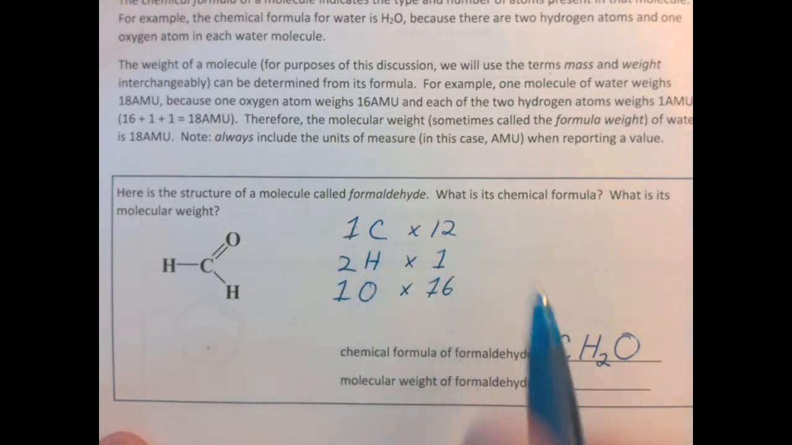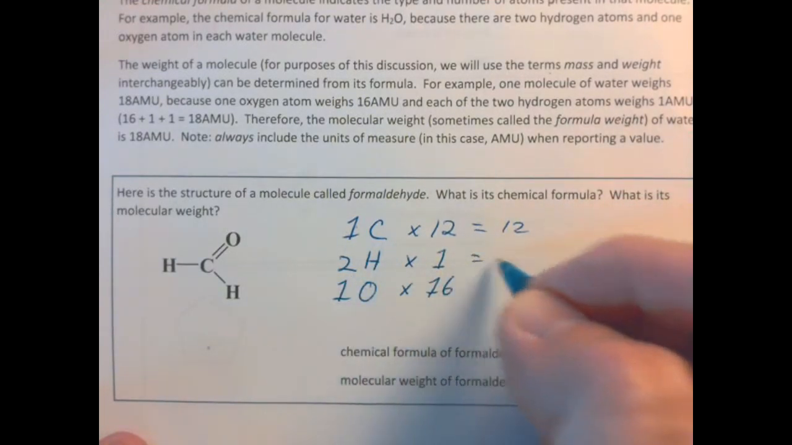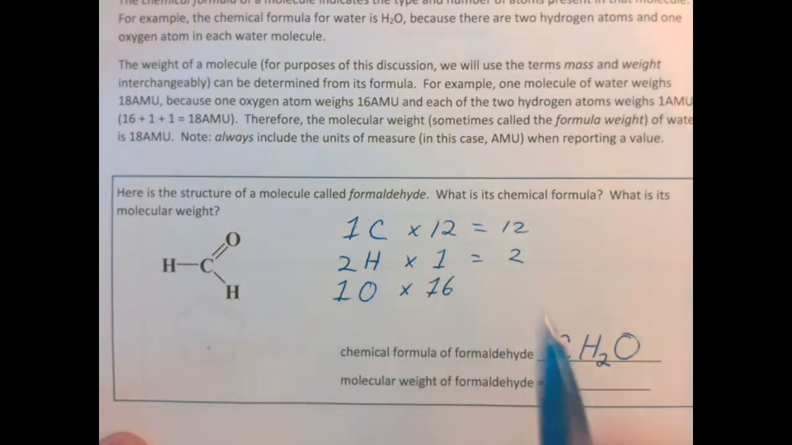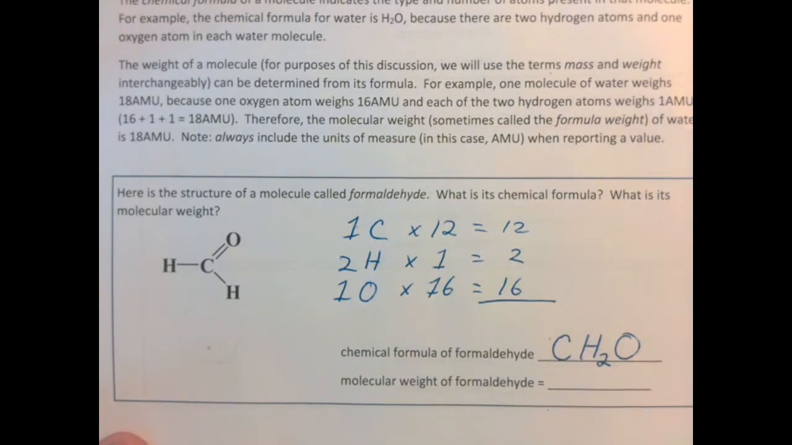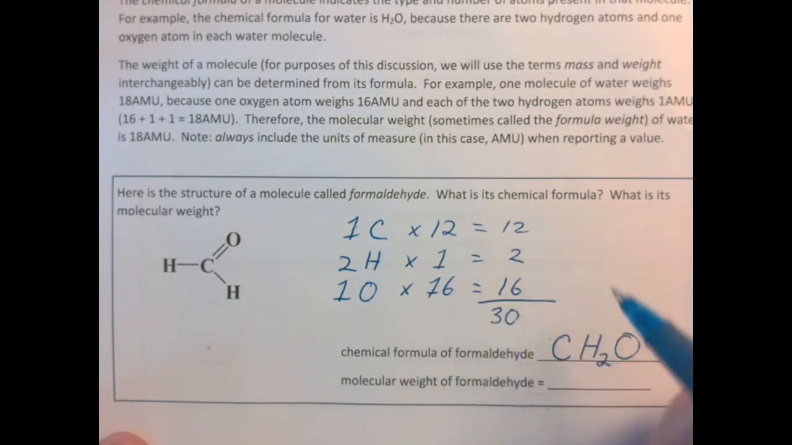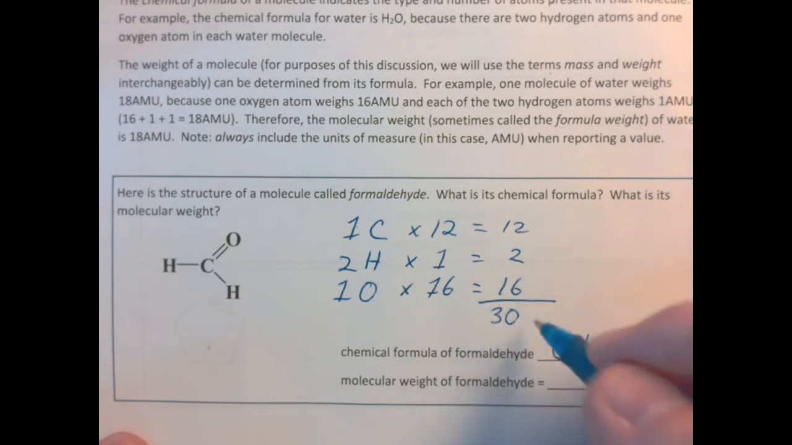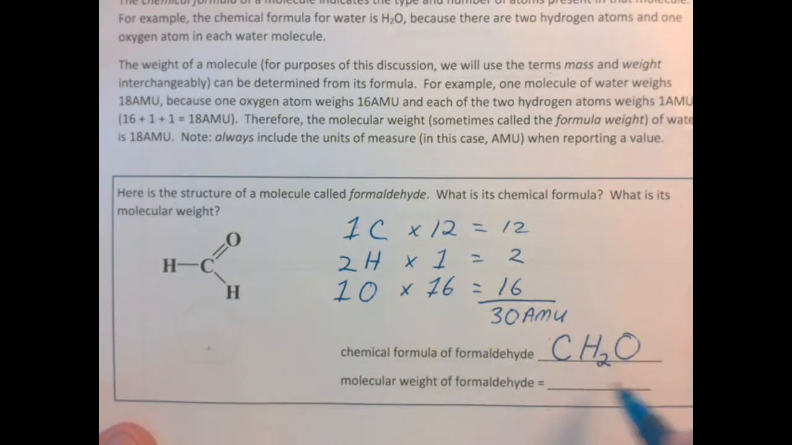So I multiply. 1 times 12 is 12. 2 times 1 is 2. 1 times 16 is 16. And I add it all up. If I add all this up, this adds up to 30 AMU. Right? These were AMUs that I had here. I add them all up. I got AMUs. So the molecular weight, or formula weight if you prefer, of the molecule formaldehyde is 30 AMU.